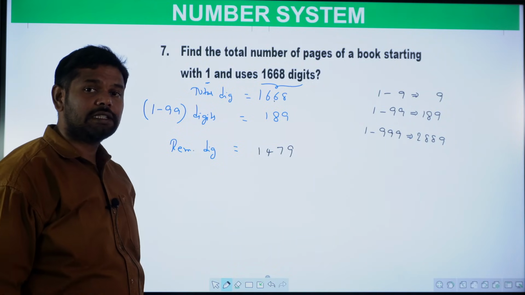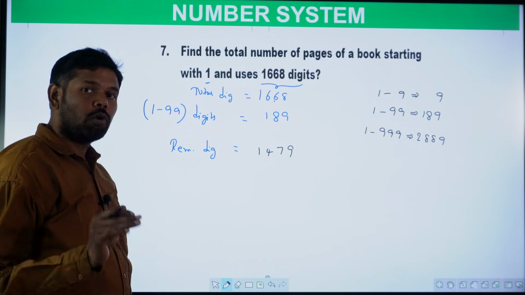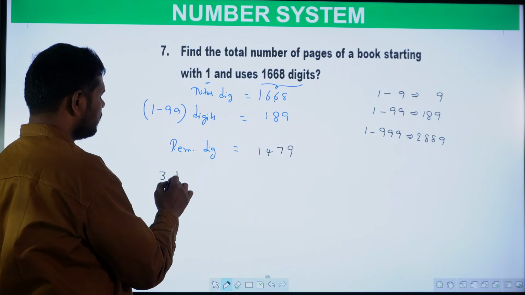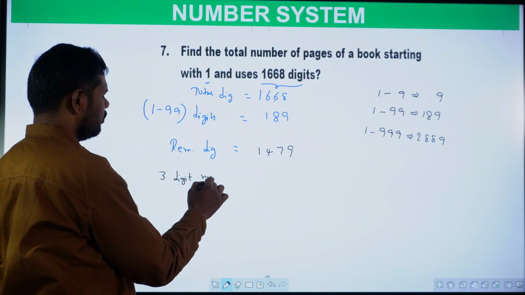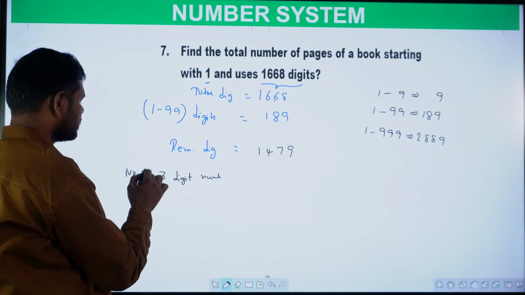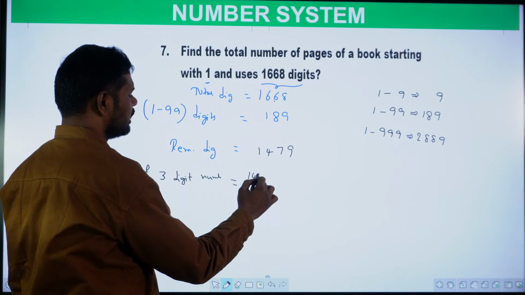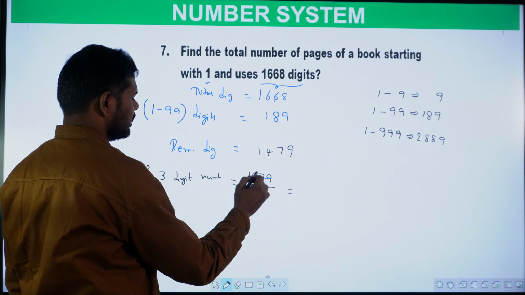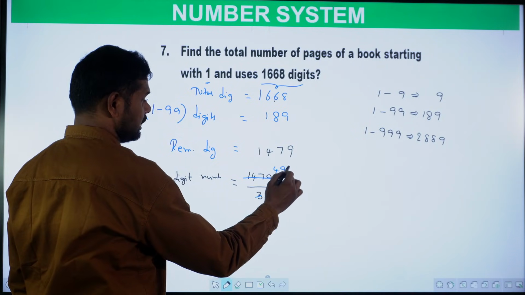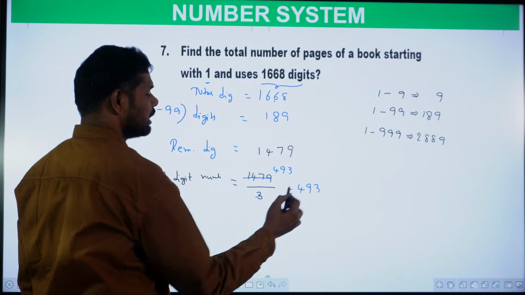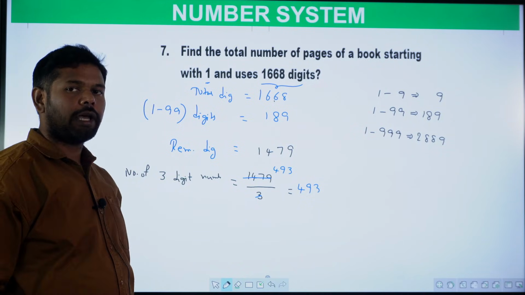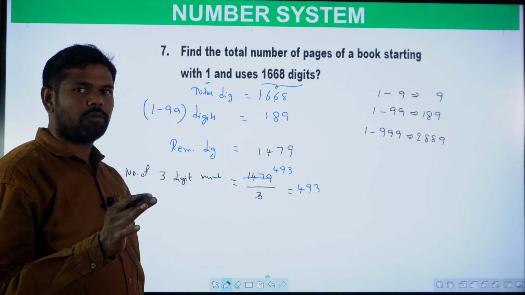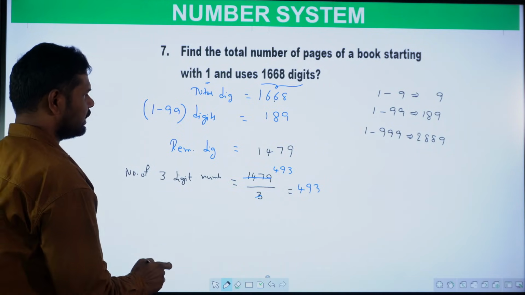Those 1479 digits are formed only by 3-digit numbers, since we have already covered up to 99. So how many 3-digit numbers are there? To find the number of 3-digit numbers, divide the number by 3. 3 ones are 3, 3 fours are 12, 3 nines are 27, 3 threes are 9. So 493 numbers are there. Then 493 into 3 gives 1479 digits, formed by the 3-digit numbers.